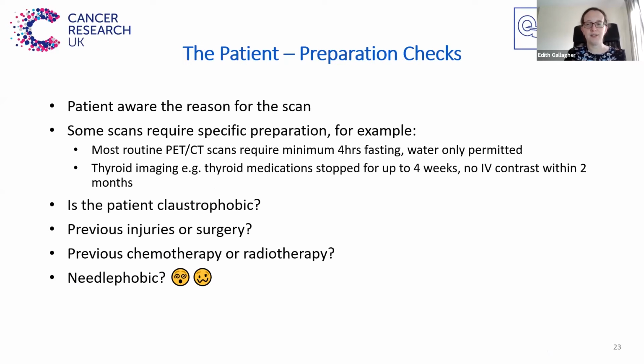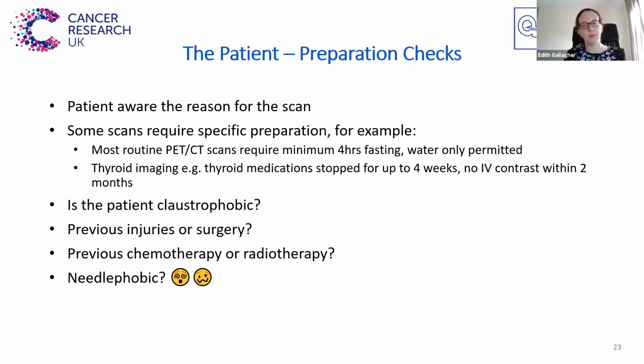After the patient arrives, they will usually have a short chat with one of the imaging staff. This is to make sure that they understand why they have been asked to attend and to explain what will happen, to check that they have followed any particular preparation required if there's any for that particular test. And to find out if they've had any injuries or surgery or previous cancer treatment, as this could affect their imaging.